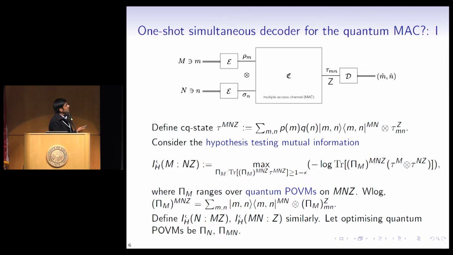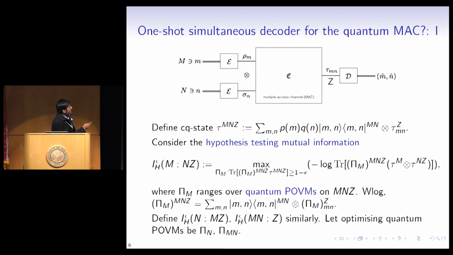So what we do is, both the senders encode their messages m and n to the states rho m and sigma n respectively. Since they are doing it independently, again, that is why there is the tensor product. And the overall state is a CQ state that can be written as tau m and z, with the distribution p being given to the message set m, the distribution q being assigned on the distribution n. So this is how I can write the CQ state in a canonical way.